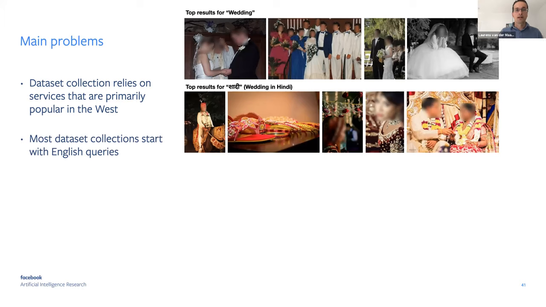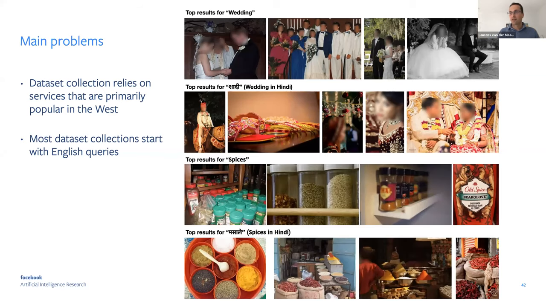So for instance, if you go on Flickr and you search for the word wedding, then you'll find images like the one you see in the top row, where you have a bride in a white gown and a groom in a tuxedo or suit. However, if you were to search for the Hindi word for wedding, also on Flickr, you'd find images like the ones in the bottom row, where couples are wearing very different types of clothing, much more colorful and visually very different from the wedding pictures you see in the top row. Similarly, if you search for spices, you find images of these spice containers, typically transparent plastic containers. Whereas if you search for the Hindi word for spices, you'll find visually very different looking images of spices, right?